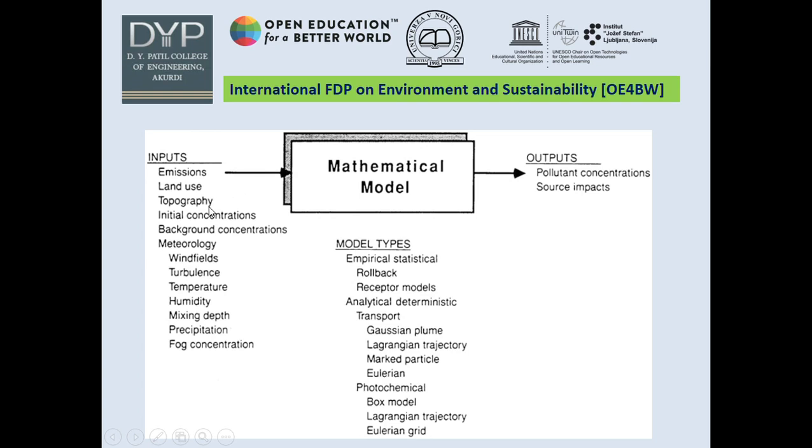Inputs can be different types of emissions we can enter: land use, topography, initial concentrations, meteorology. Depending upon the input, different model types can be created: empirical, statistical, rule-based, analytical, deterministic, transport. What type of input we give, that type of model can be created. And as output, we can get pollutant concentrations and source impacts.